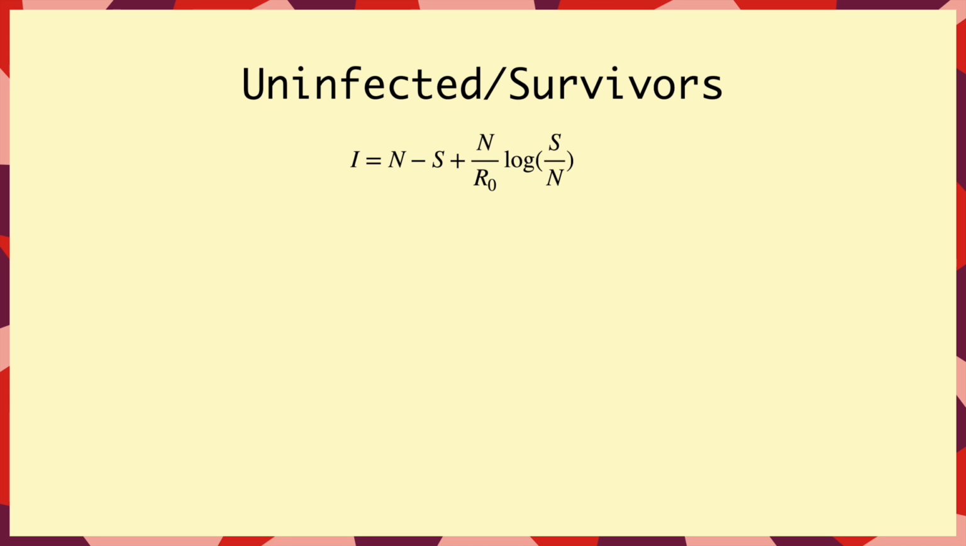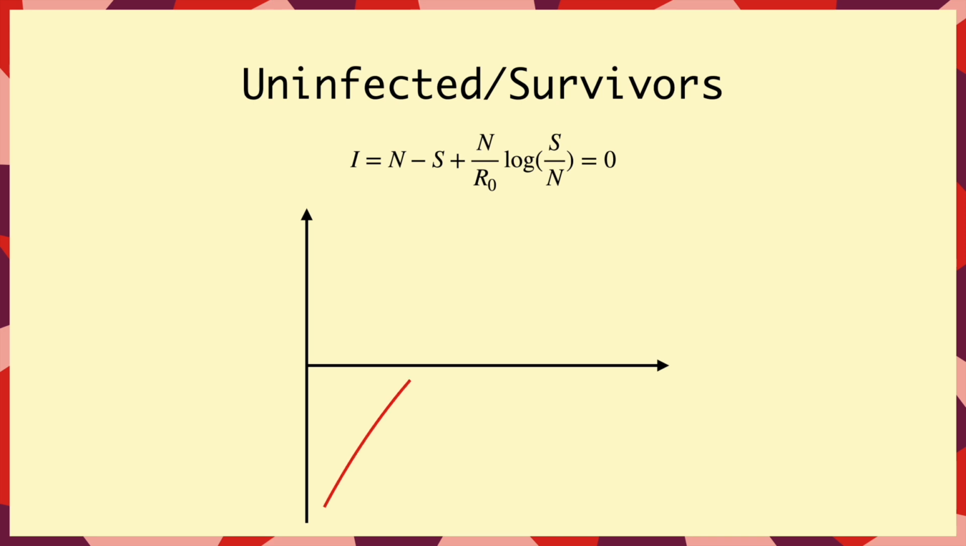Well, it's the value of S after the epidemic has passed, so I equals zero. But this is an awkward function of S. We can't just write the answer down. Instead, we'll need to use something like the bisection method to find the solution for a range of values of R naught.